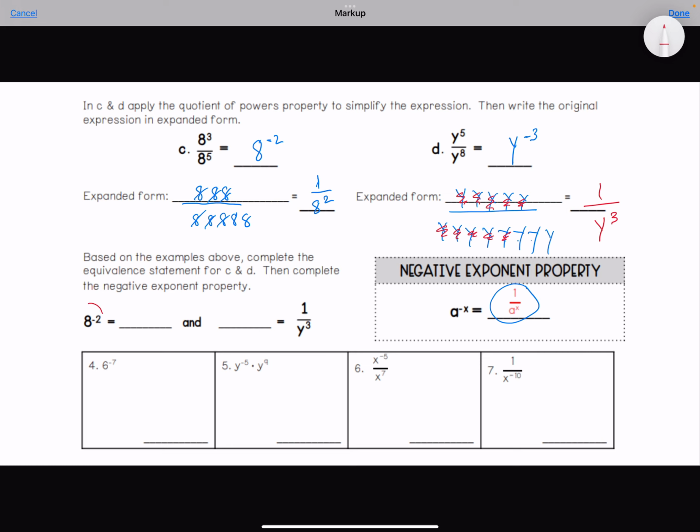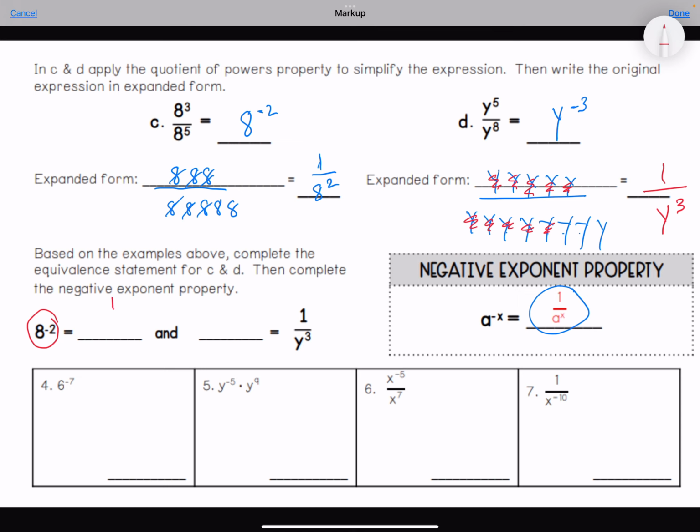So 8 to the negative 2nd, 1 over 8 squared. 1 over y to the 3rd would be y raised to the negative 3rd power, but remember, that is not allowed. You can't have a negative exponent, okay? So this example, 6 to the negative 7, I'm going to drop it to the bottom. Okay, this is what I was talking about when we are combining rules.